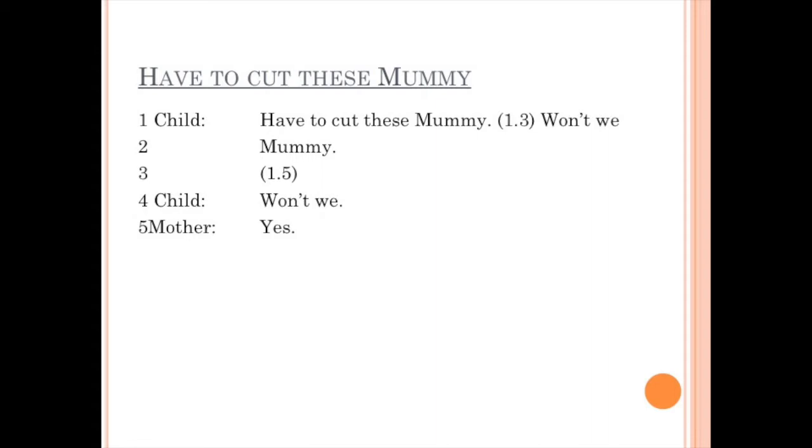Even a child understands that questions demand answers. The child in this conversation asks, have to cut these, Mummy? And then there's this 1.3 second pause. The child's opened up an adjacency pair, but Mummy hasn't answered the question or responded, so the child does it again. Won't we, Mummy? Again, opening up an adjacency pair. 1.5 second pause happens here. The mummy still hasn't answered, so the child asks a third time, won't we? And then the mummy says yes.